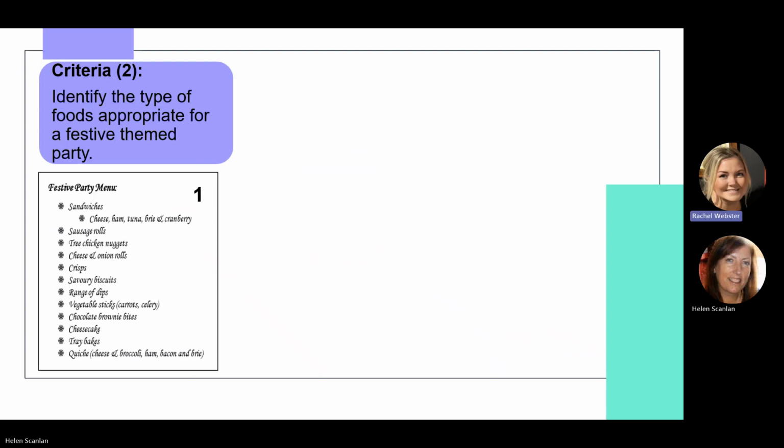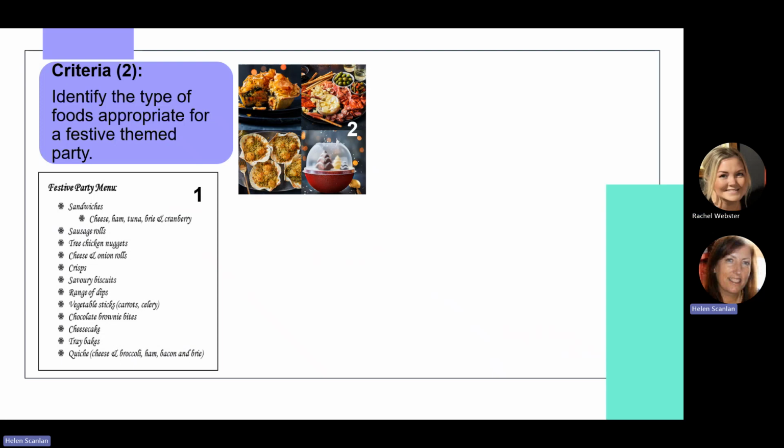Well, the identifying items. Let's have a look at the items. Is it festive? Three chicken nuggets rather than just chicken nuggets. Brie and cranberry. Cranberry's quite festive, isn't it? Normally this time of year. That could be any party really if it just didn't have that word festive on, couldn't it? I'm not convinced that the student learner knows that those would be appropriate for a party.